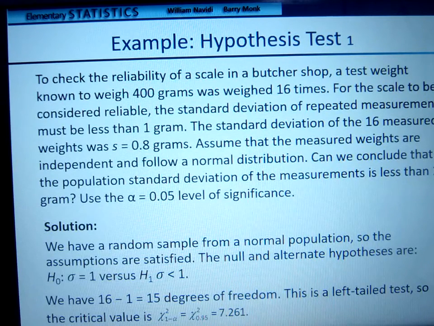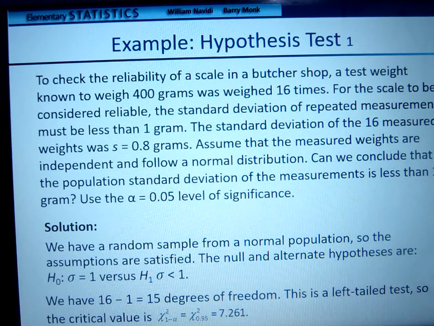So we have a random sample from a normal population, so the assumptions are satisfied, and the null and alternate hypotheses are as follows. The null hypothesis is that the standard deviation is equal to 1 versus the alternate, which means it's less than 1. We have 16 minus 1, which is 15 degrees of freedom. This is a left-tailed test, so the critical value is chi-squared 1 minus alpha, or chi-squared sub 0.95, and that will be equal to 7.261.